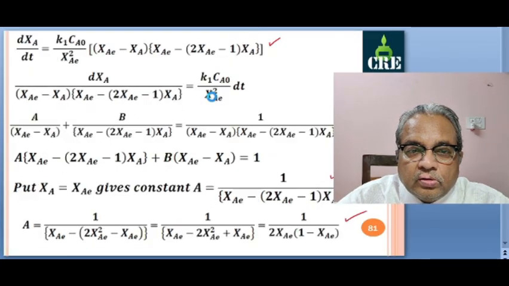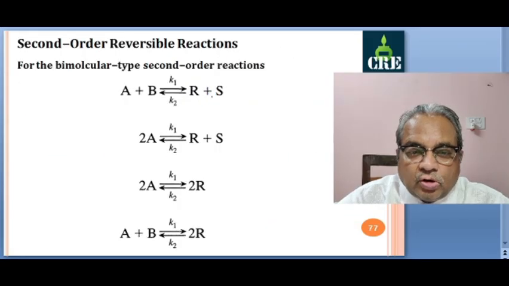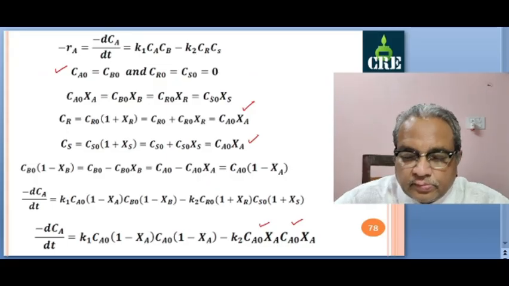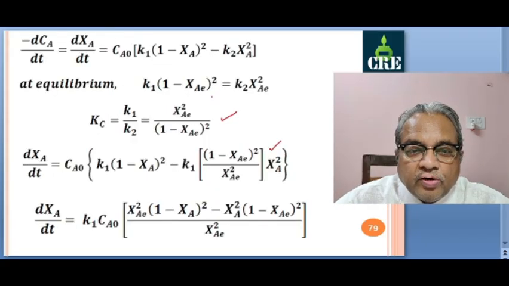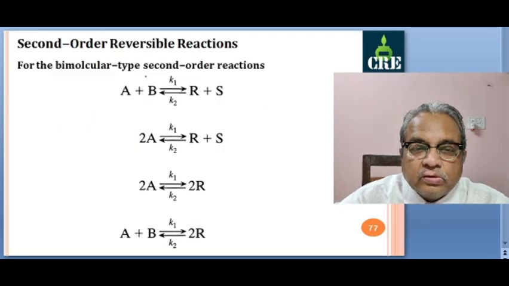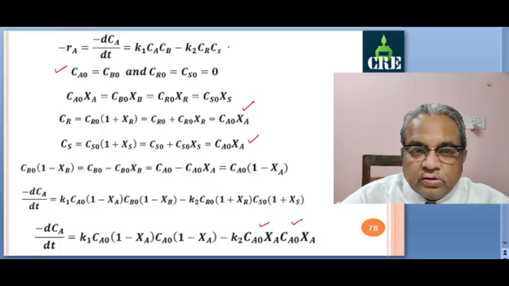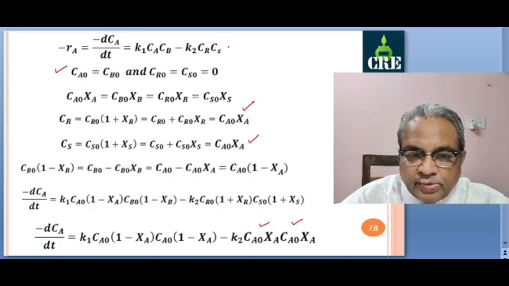your problem is solved, because k2 you can find out from the equilibrium relationship here. So k1 is found out and k2 is found out. So you can write your expression in the form k1 numerical value CA CB minus k2 another numerical value CR CS. We will see the problems based on this.